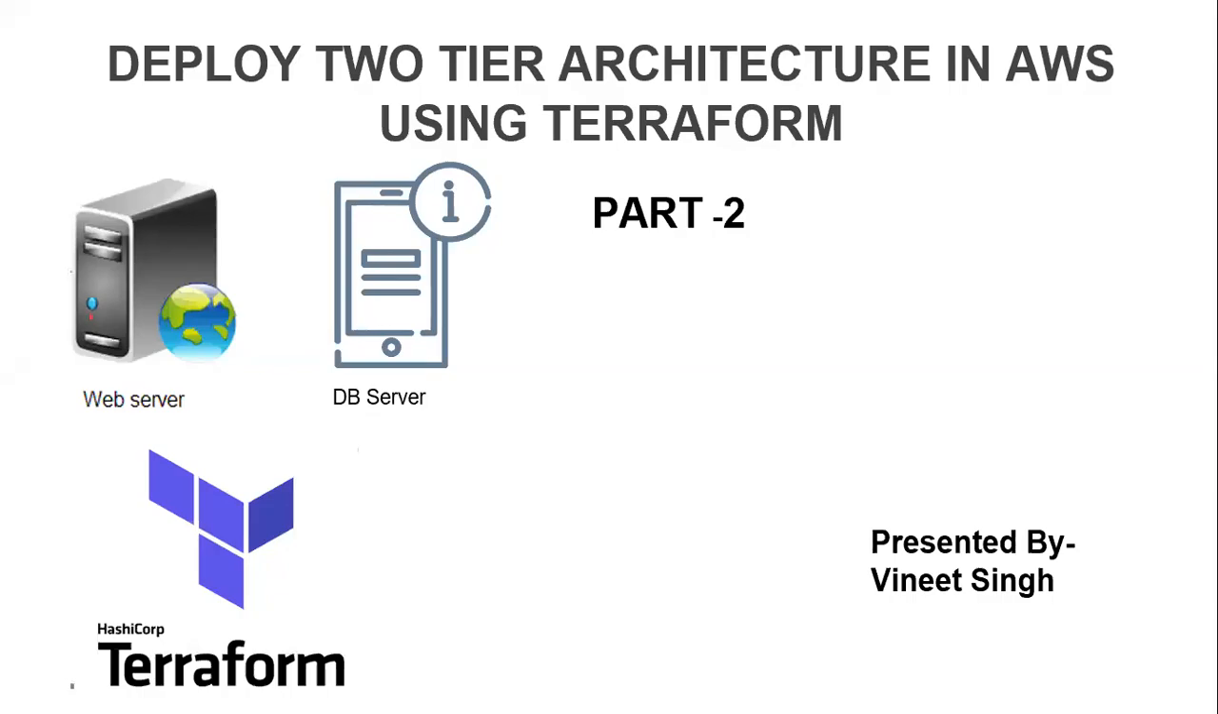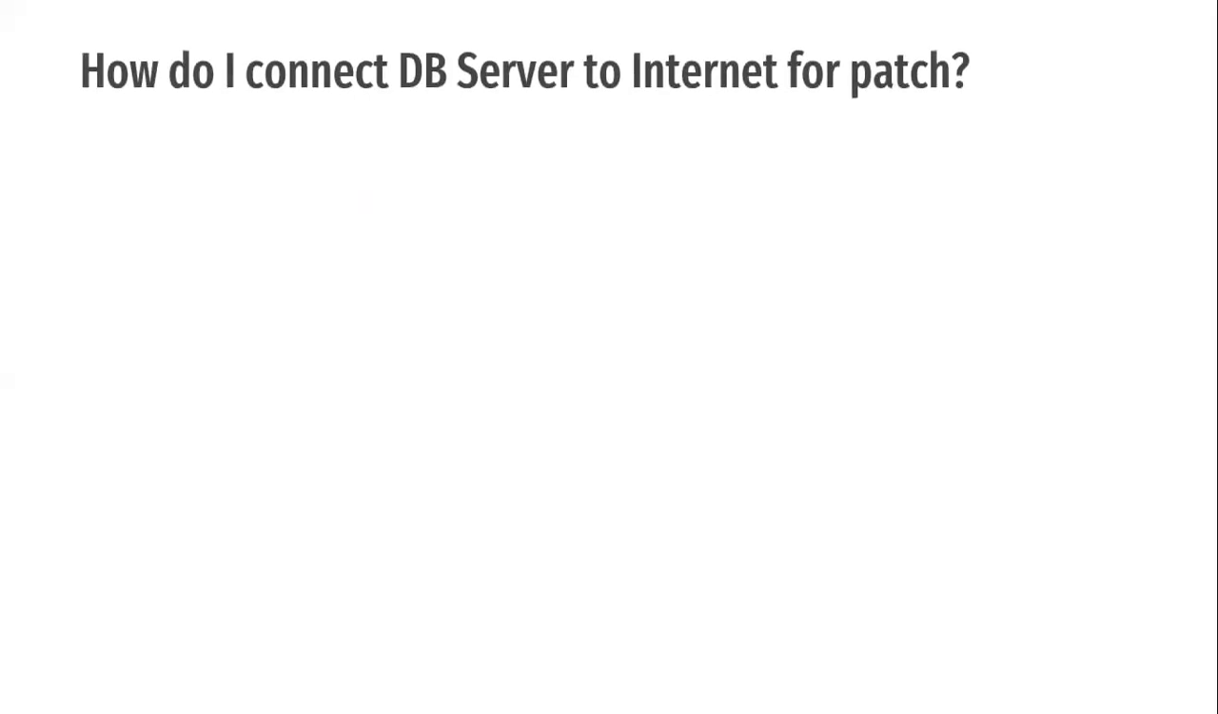In part 2 of setting up two-tier architecture, we'll look at how we can make sure that the DB server can access the internet and not vice versa. So let's look at the problem in hand. How do I connect my DB server to the internet, maybe for patching or for downloading any specific files?